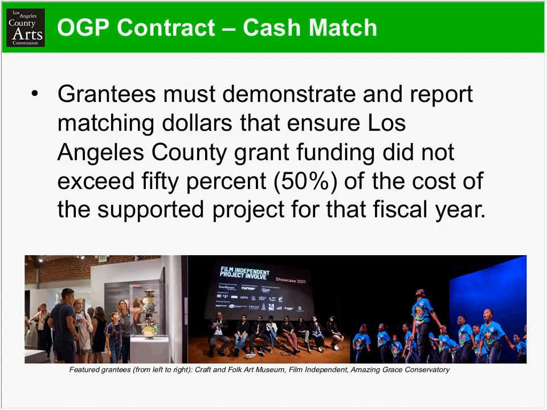So I was saying, the cash match. Grantees must demonstrate and report matching dollars and ensure that Los Angeles County grant funding did not exceed 50% of the cost of the project for that fiscal year. That's why we ask how much you spent in terms of matching funds. It should be a dollar-for-dollar match for every year of the OGP dollars that you spent. That's why we require that information in the report.